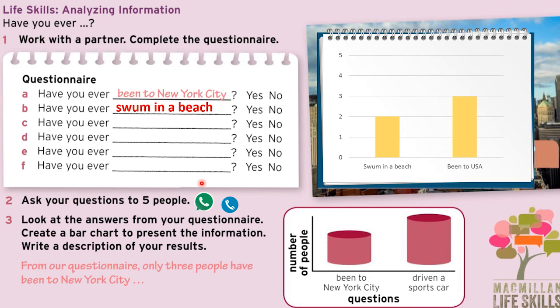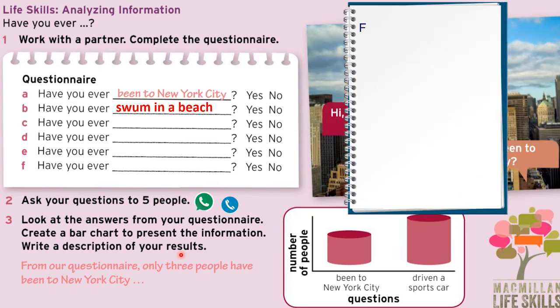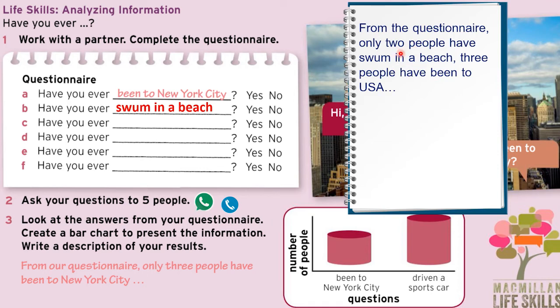Okay, well done. Now that you have done this bar chart, you're going to write a description of your results. So in your notebook, you're going to write this. From the questionnaire only, and here you're going to write the amount of people who have done an activity. For example, only 2 people have swum in a beach, 3 people have been to USA, comma, 5 people have, and what you decided to write over here. So this is going to be a report of your results. All right. So do this, guys, and when you finish, we'll move on.